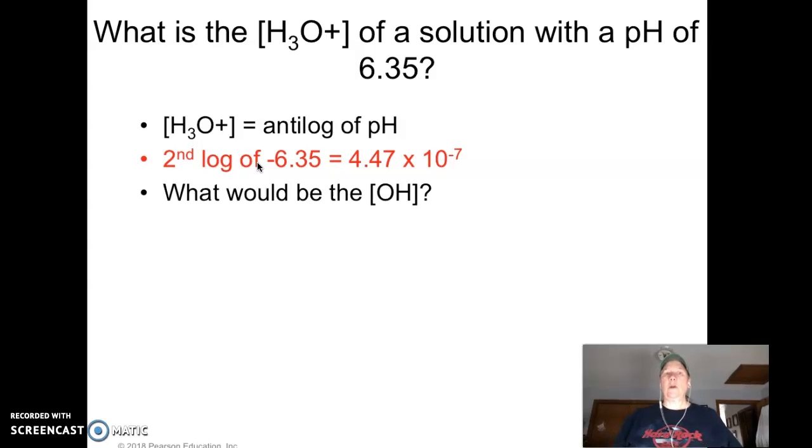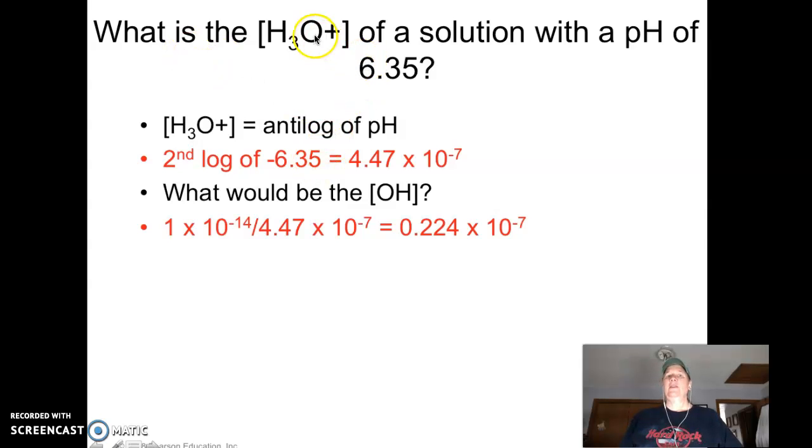So if this is what the H3O is, then what would be the OH? Remember we said the H3O and the OH multiplied always equal 1 times 10 to the negative 14th. So if I take 1 times 10 to the negative 14th and divide by what we just figured out this was, 1 divided by that, 0.224. 14 minus 7 is 7. Again, now we're going to have to move this over one more because we can't leave it like this. So it would be, make this number bigger, 2.24, make that number smaller.